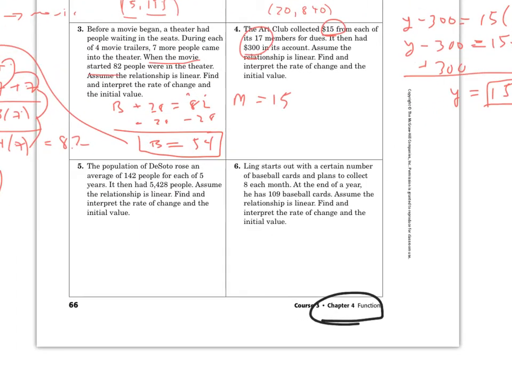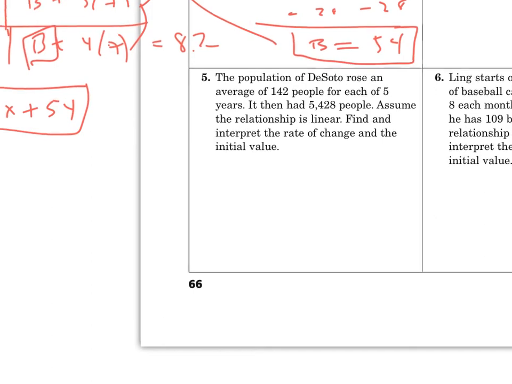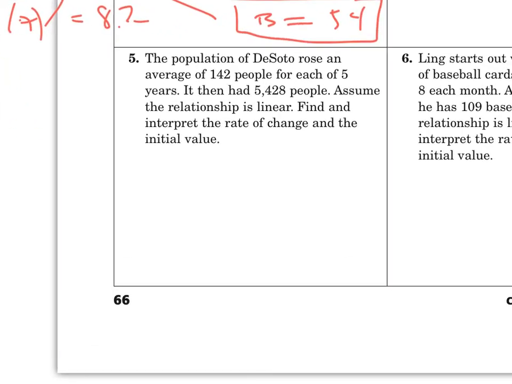Number 5. The population of DeSoto rose at an average of 142 people for each of 5 years. It then had 5,428 people. Assume the relationship is linear. Find and interpret the rate of change and the initial value. Okay, so the population of DeSoto rose an average of 142 people for each of 5 years. So that's our rate of change, 142 people per year. That's just a fancy way of saying it. It then had 5,428 people.